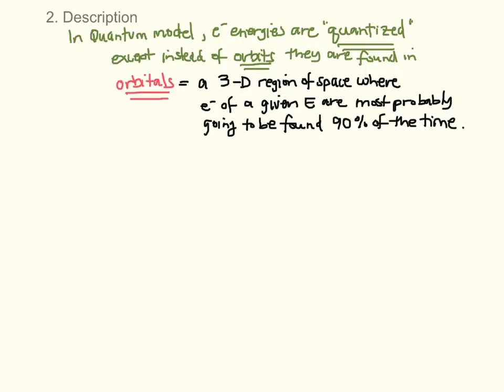But in the quantum model, instead of orbits, there are these things called orbitals, and instead of being a nice fixed little pathway, orbitals are a three-dimensional region of space where an electron of a given energy is most probably found 90% of the time. So it means that you'll likely find it there, but it doesn't necessarily mean that it's going to be there. We talked about that in the last chapter. Another way to say that is that the position of an electron is uncertain, and all we can really do is describe where it might be or where it probably will be based on probability.